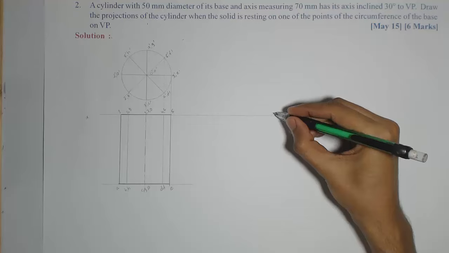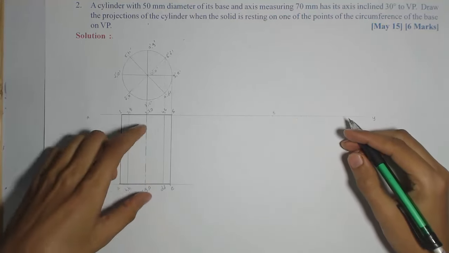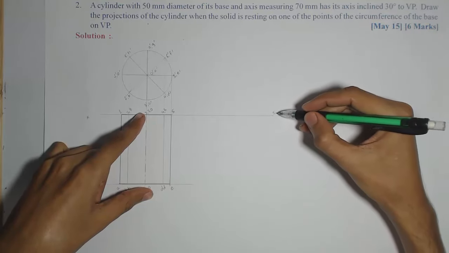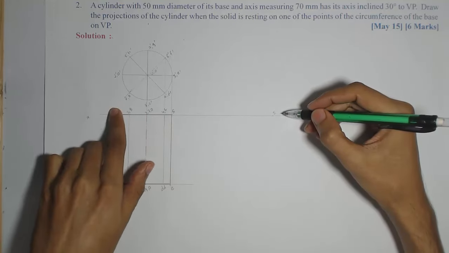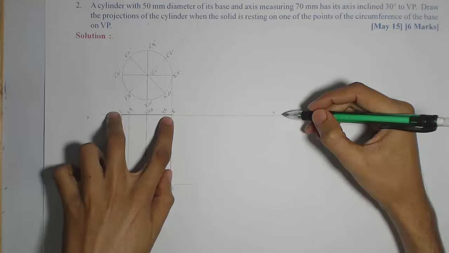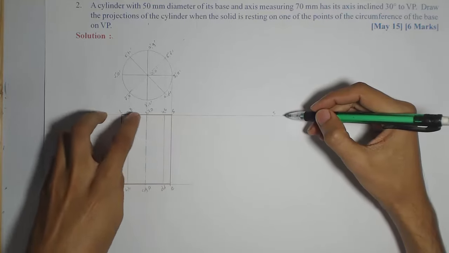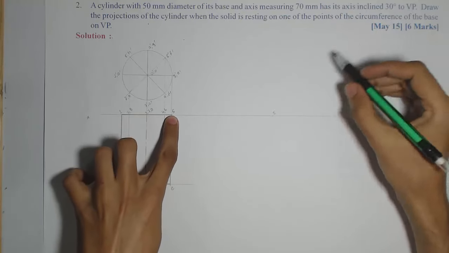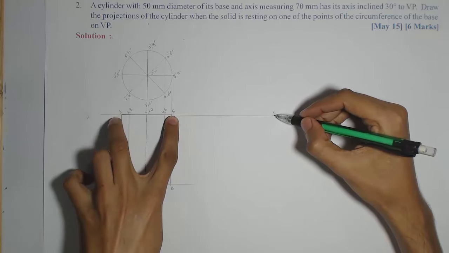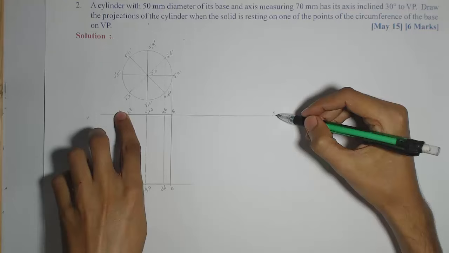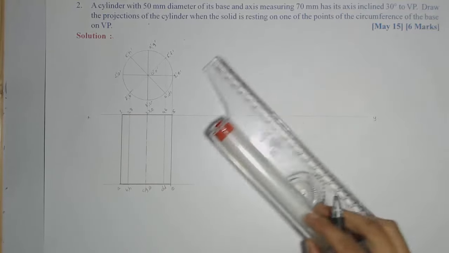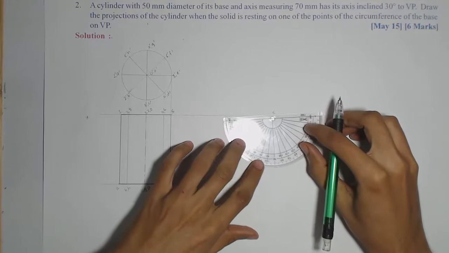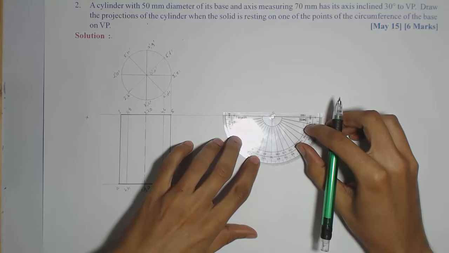And by keeping this 5 on the XY line, I need to make this axis inclined at 30 degrees to the VP. Again, if I start from 5, I can't draw the axis, but I can draw the base. And I know the relation between axis and base: they are perpendicular to each other. So obviously if the axis makes an angle of 30 degrees, the base will make an angle of 90 minus 30, that is 60. So from 5 I will start by drawing the inclination for the base as 60 degrees. So I will rotate the base by 60 degrees, and obviously the axis will be rotated by 30 degrees. So first I will mark the angle of 60 degrees.